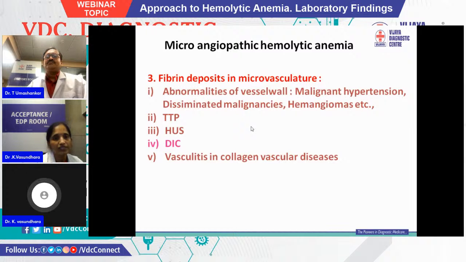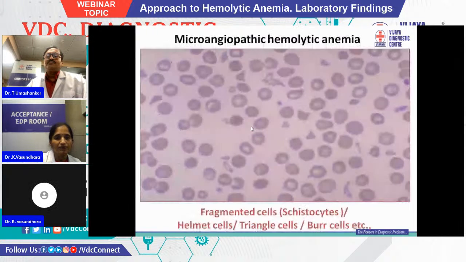Other cases where you see microangiopathic hemolytic anemias are TTP, that is thrombotic thrombocytopenic purpura, hemolytic uremic syndrome, DIC, that is disseminated intravascular coagulation, and vasculitis in collagen vascular diseases also will have this MAHA, microangiopathic hemolytic anemia. So these are the fragmented RBCs.